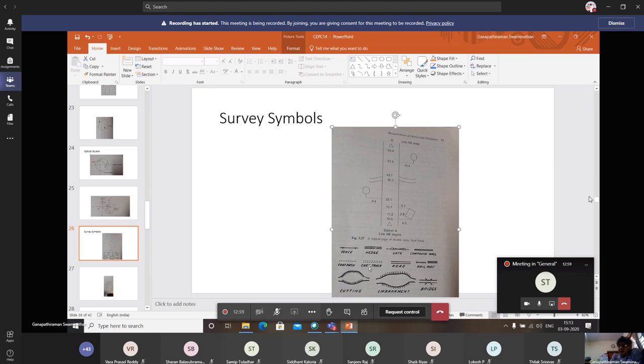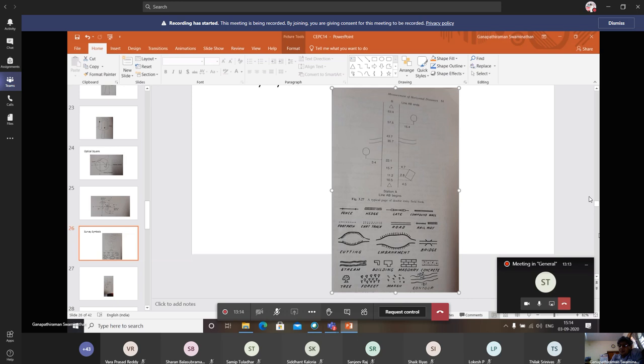Suppose you come across a fence, this is the way you represent a fence. If it is a hedge, you represent it like this. If it is an embankment, cutting, or bridge, all these have what is called a survey symbol. So symbols are available.